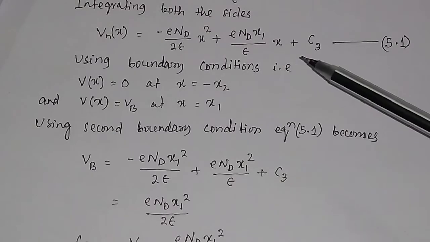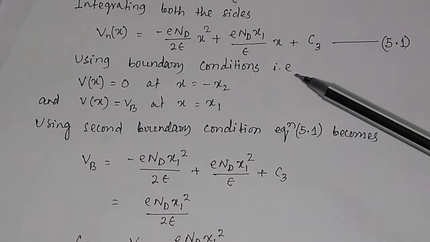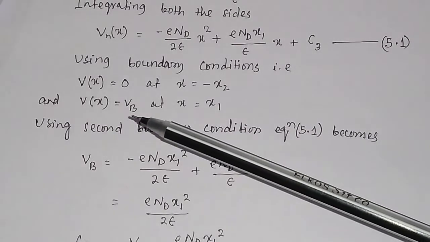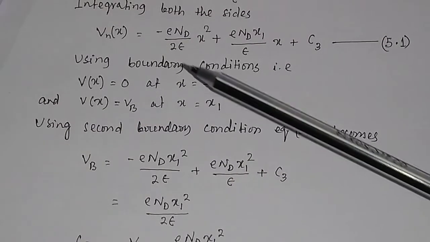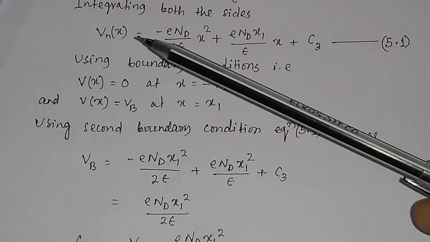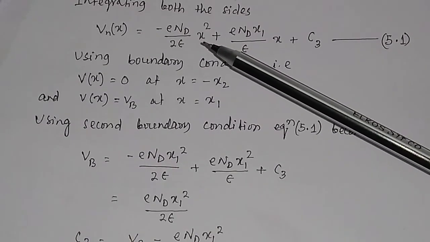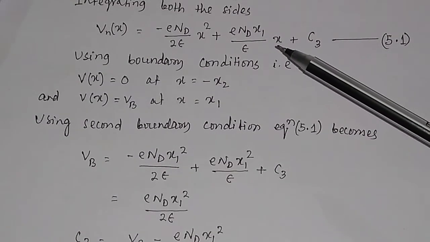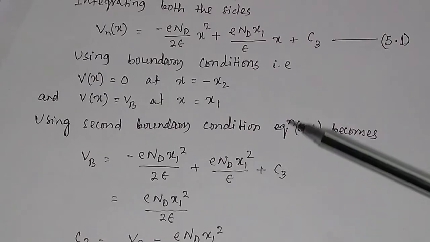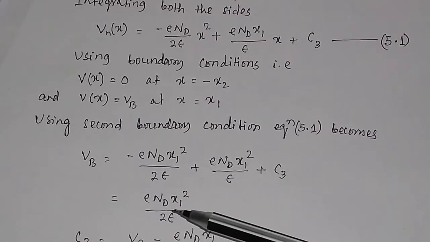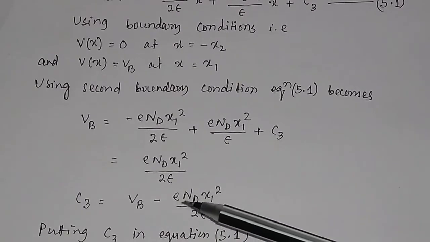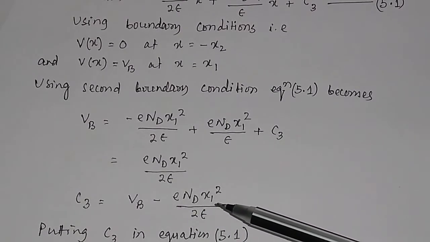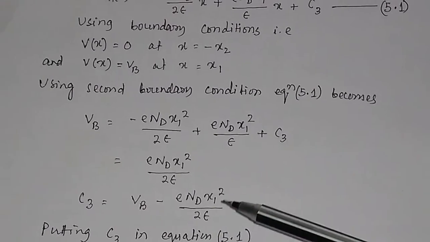So here we will calculate C3. Using this boundary condition, Vx is equal to Vb at x equal to x1, you put here Vb and x equal to x1, here also x equal to x1, and calculate C3. Here I have calculated the value of C3 is equal to Vb minus e Nd x1 square divided by twice epsilon.